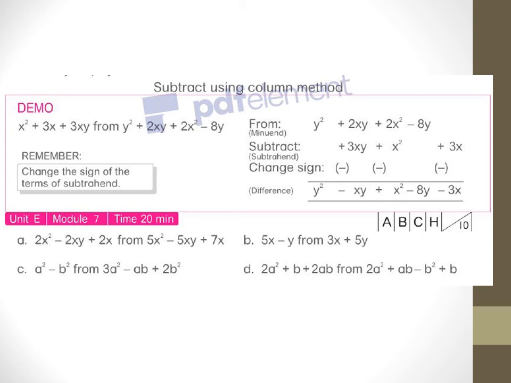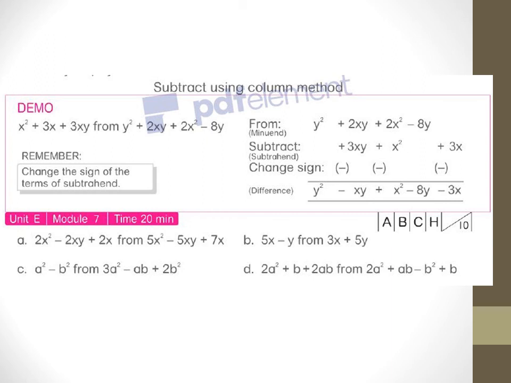We have to subtract x square plus 3x plus 3xy from y square plus 2xy plus 2x square minus 8y. So now we will write down in the column. Look at the right hand side of the demo. We have to write it like that. Then, since we are doing the subtraction, the signs will be changed in the second expression. That means y square minus 0, there is nothing, so 0 gives you y square.